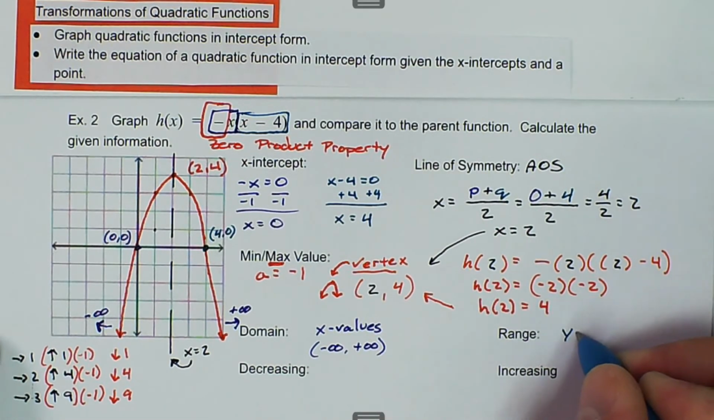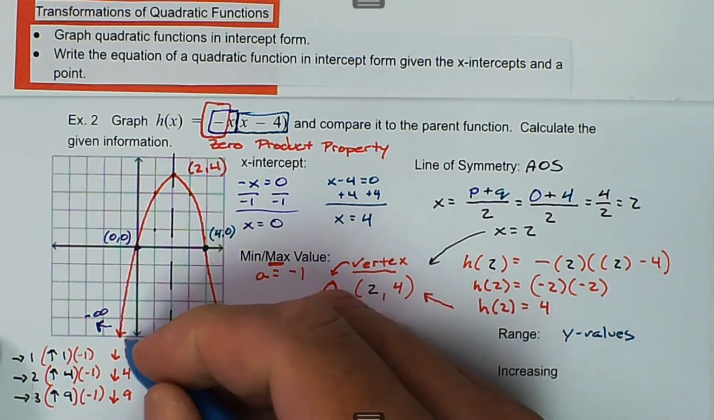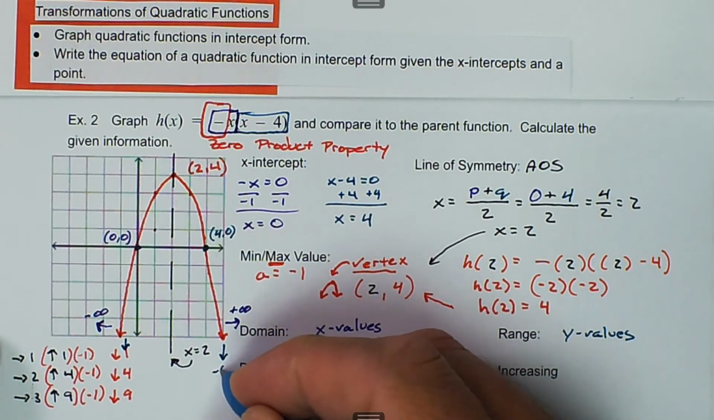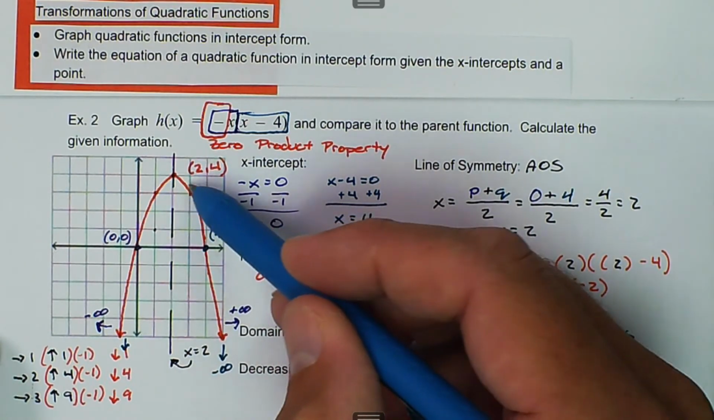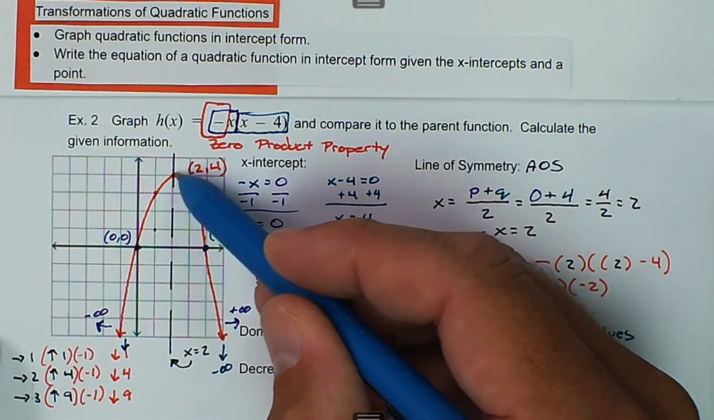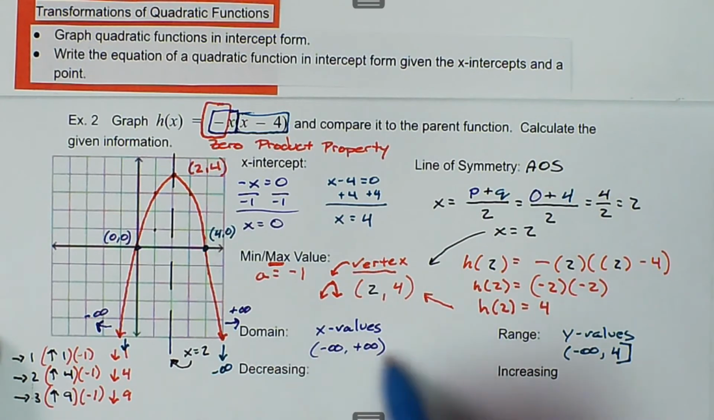The range is the y values, and the y component for those arrows means that it goes to -infinity. Both go to -infinity. So we always start with the lowest value, and obviously -infinity is the lowest value. And then we see where it goes to, and we're looking for the y value. So the highest point, or the maximum, is at 4, and 4 is included, so we use a bracket. Whenever we have infinity and we're talking about domain, range, or increasing or decreasing, we always use parentheses.